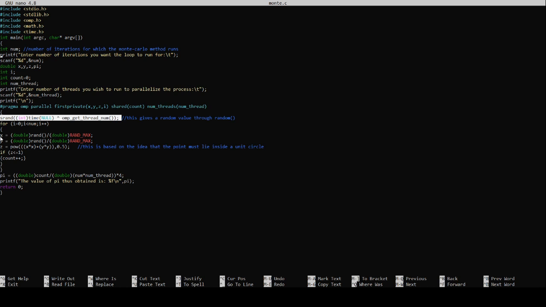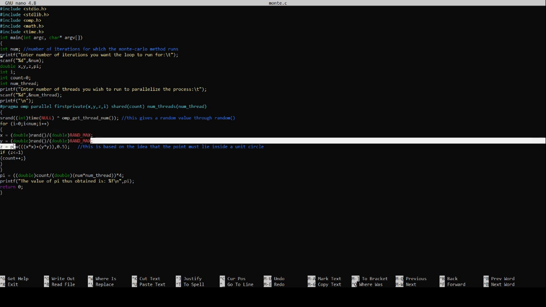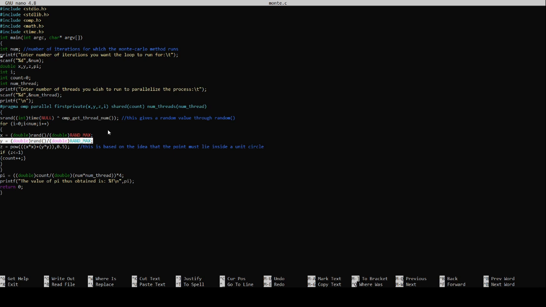Now, x = (double)rand() / (double)RAND_MAX. As you can see, RAND_MAX will always be greater than or equal to this rand, so x will be some random value less than or equal to 1. Similarly, y will be some random value less than or equal to 1. Now, if x and y are random values less than or equal to 1, they will always lie inside the square, right?